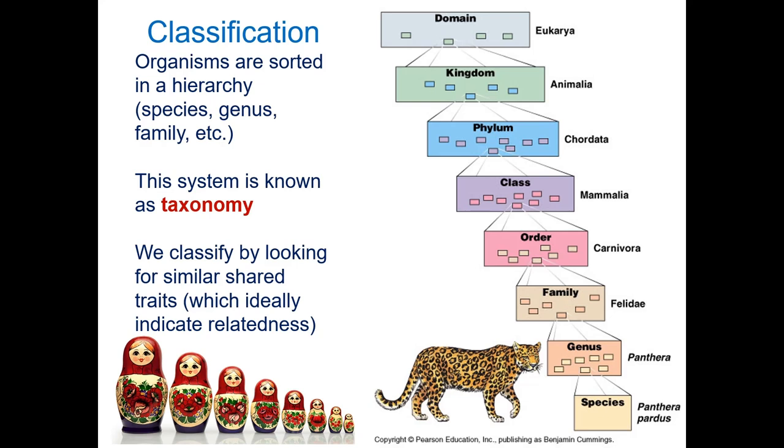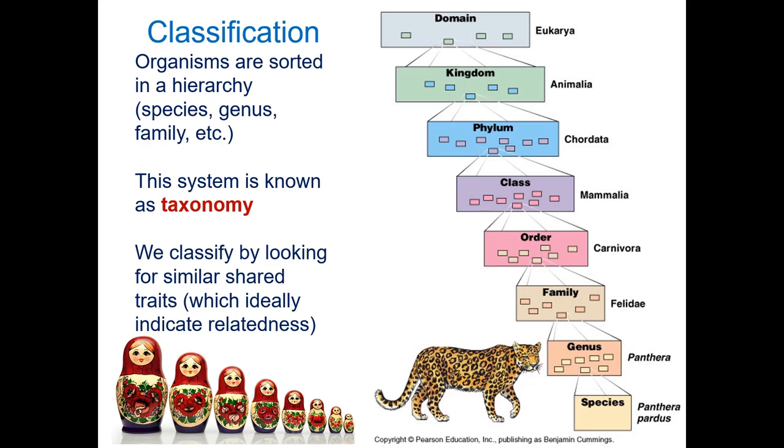Let's say that we were going to classify this panther. Well, it's made up of eukaryotic cells, so cells that have a nucleus and organelles, so it's part of domain eukarya. It's part of kingdom Animalia. It's obviously not a plant or a fungus or a protista. Within kingdoms, we have phyla, or singular phylum. It belongs to the phylum Chordata.